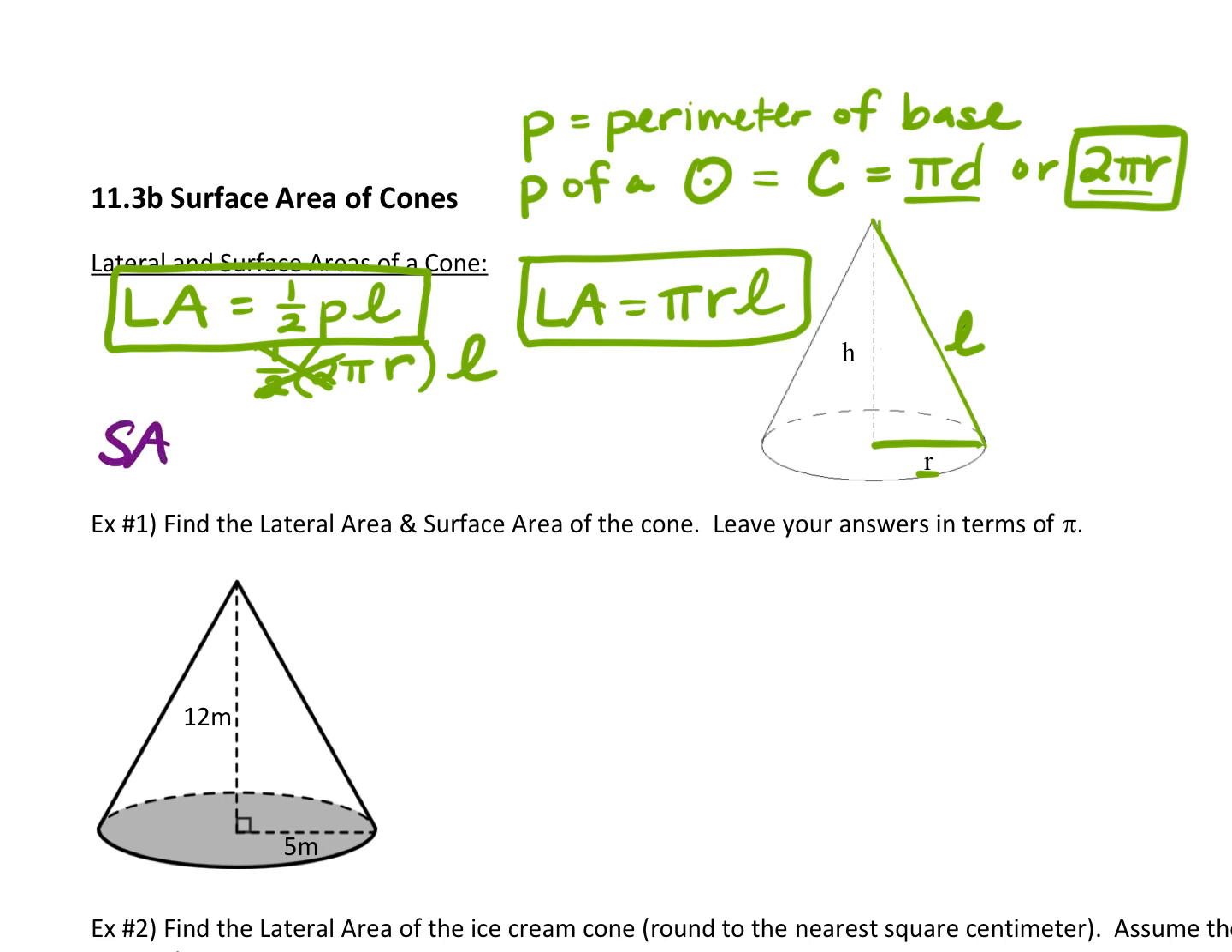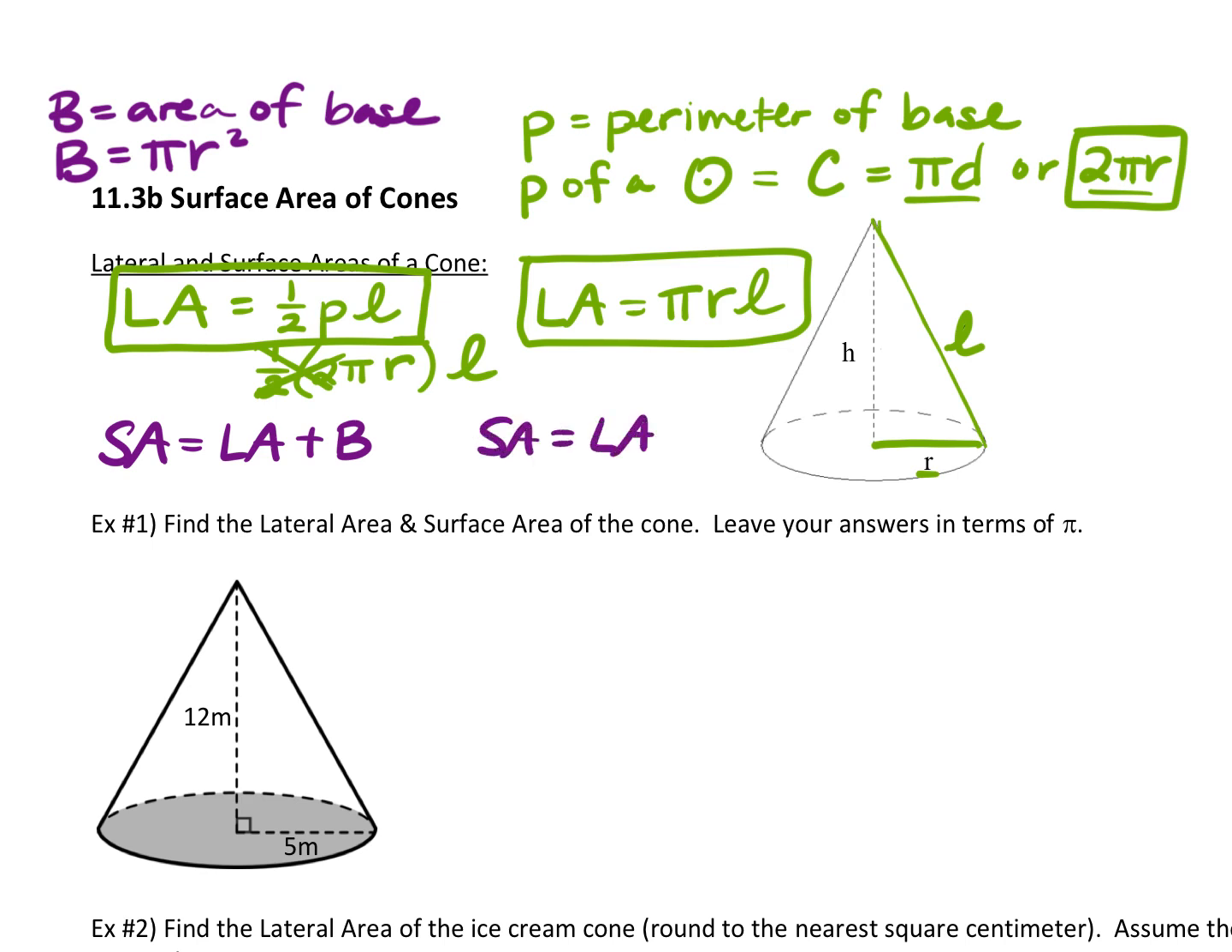The surface area formula is the same as yesterday too. It's the lateral area plus B. What does B stand for? Base. It's not base times height, but it's that idea. It's the area of the base. Okay, how do you find the area of a circle? Pi r squared. r squared, right, is your area of your base. So that means my surface area formula is LA plus pi r squared. And that's the one we're going to use today.